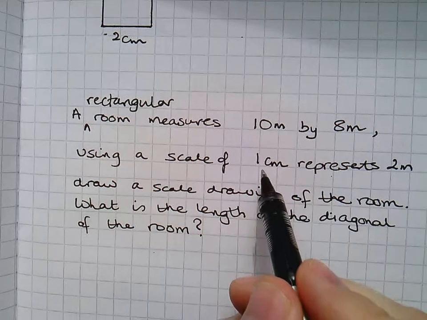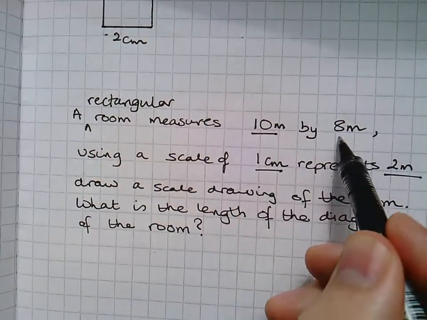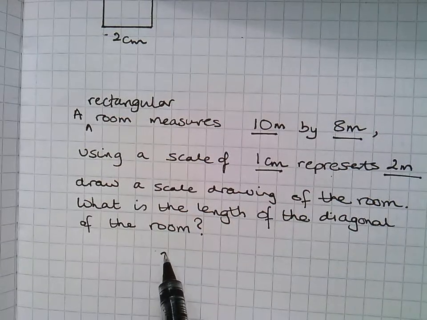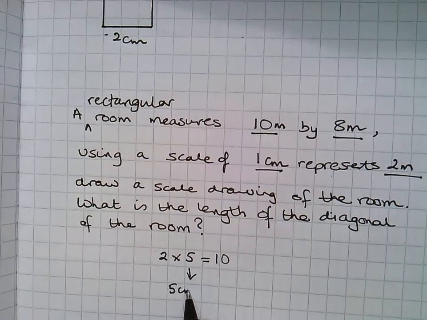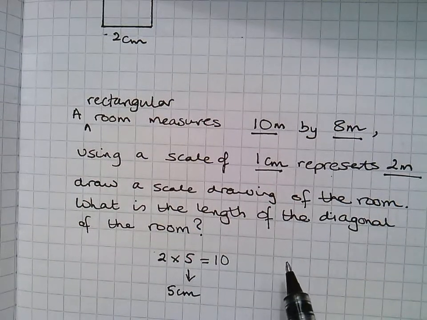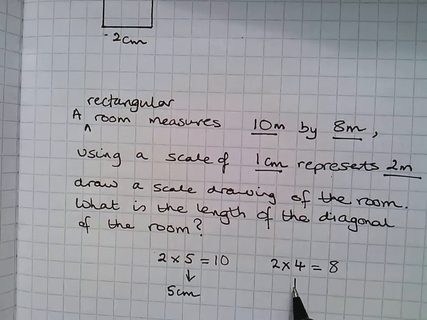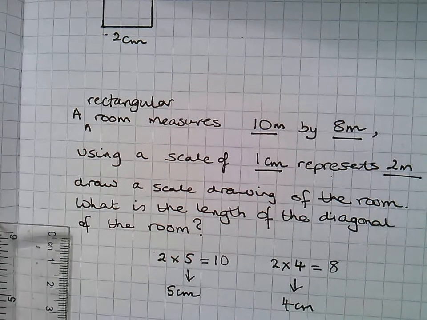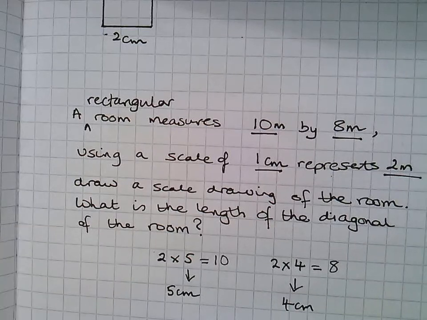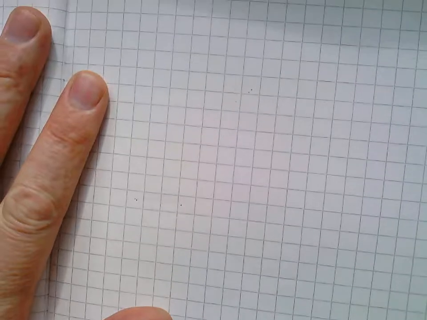So this time I'm using 1 centimetre to represent 2 metres. And I've got 10 metres and 8 metres. Clearly, 2 multiplied by 5 is 10, so that will give us 5 centimetres. And 2 multiplied by 4 is 8, so that will give us 4 centimetres. So we're going to be drawing something which has a 5 centimetre and a 4 centimetre side. I'm going to turn over the page and draw a 5 centimetre by 4 centimetre rectangle.